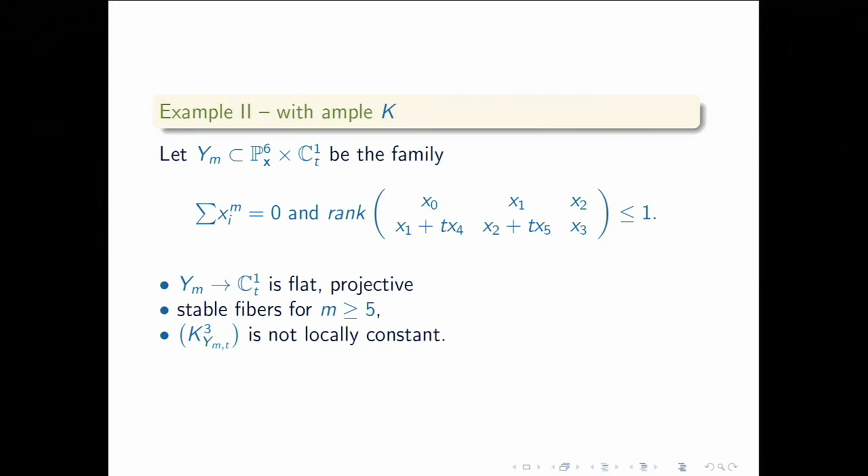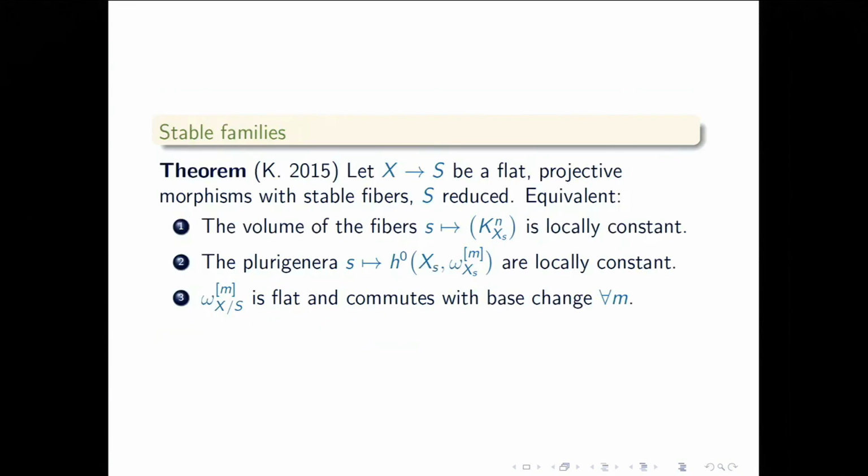And now, of course, in a reasonable family, we would like at least the self-intersection of the canonical class to be constant. So that is somehow just our degree. But there is a theorem: if we try to impose the condition that the self-intersection of the canonical class is constant, it turns out that this works very nicely.